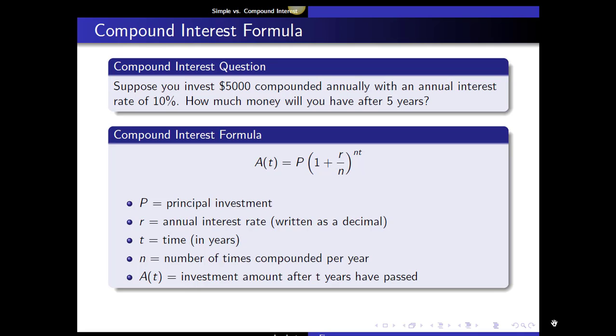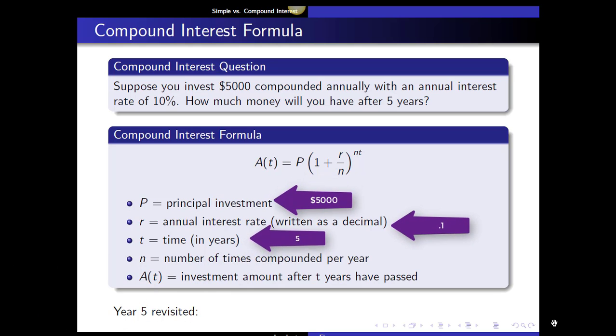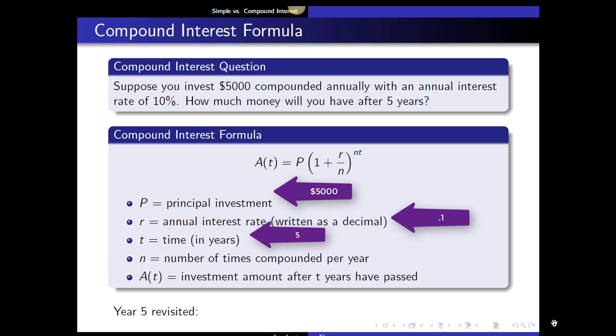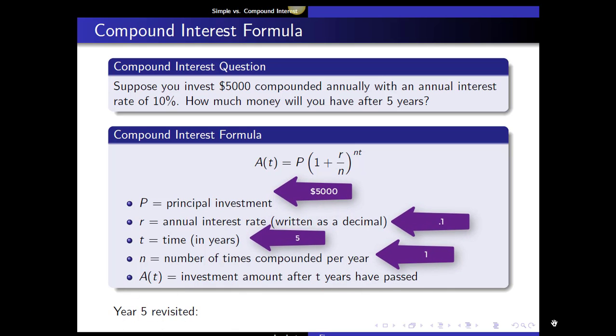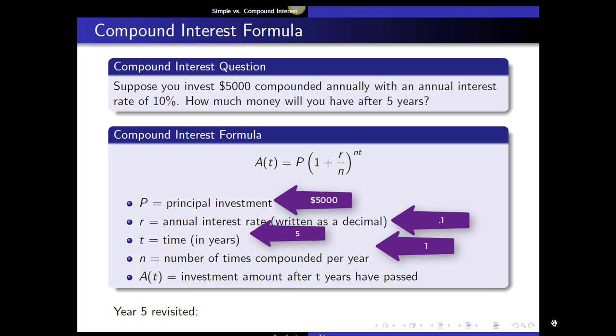We can revisit year 5, and we have our principal amount of $5,000. Our annual interest rate is 10%, or 0.1 when we write it as a decimal. Our t value is 5 years, so we're good there. And our n value now, it's compounded annually, so the number of times compounded per year would be once per year. So n is equal to 1. We're ready to plug and chug.